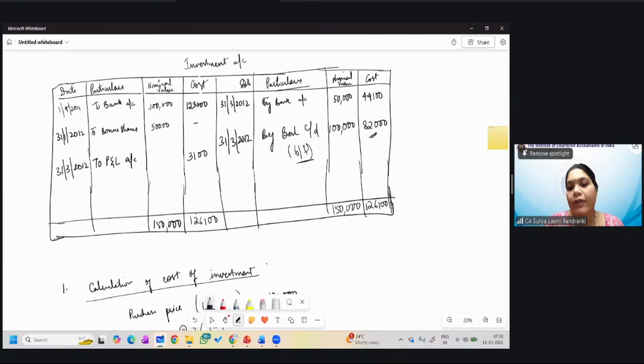When you're doing the balancing figure for the carrying amount part, you will have to see whether it should be at cost or market value, whichever is lower, if it is current. And only at cost if it is a long-term investment. Okay, ma'am. Thank you so much, ma'am. Ma'am, one more thing.